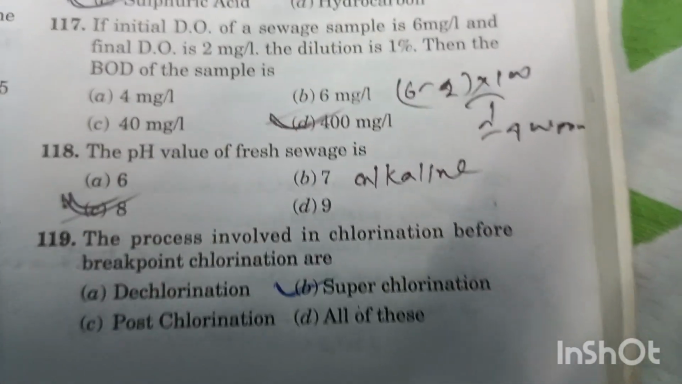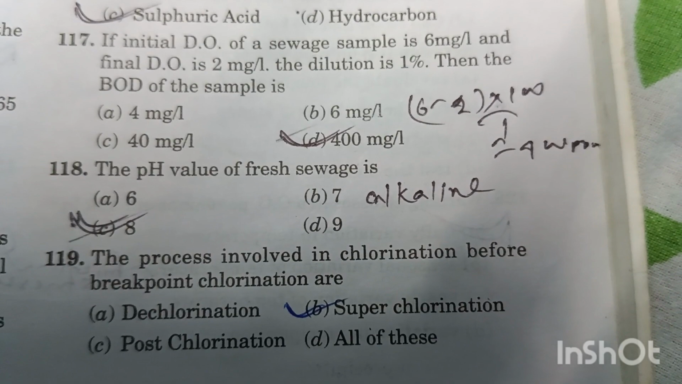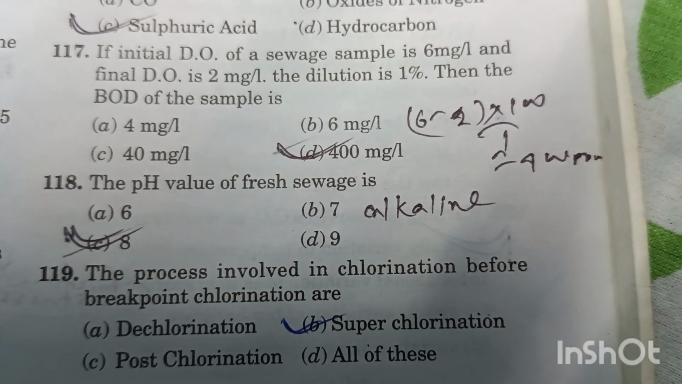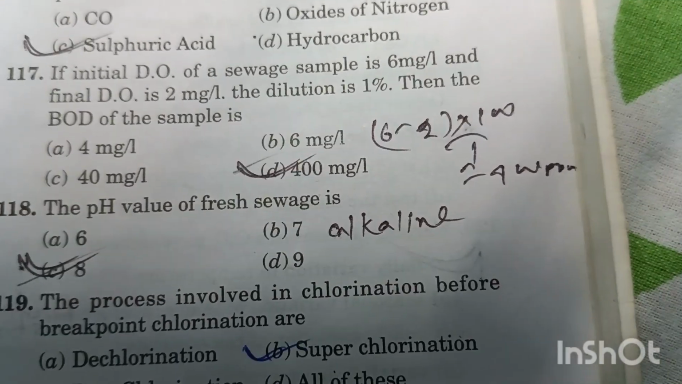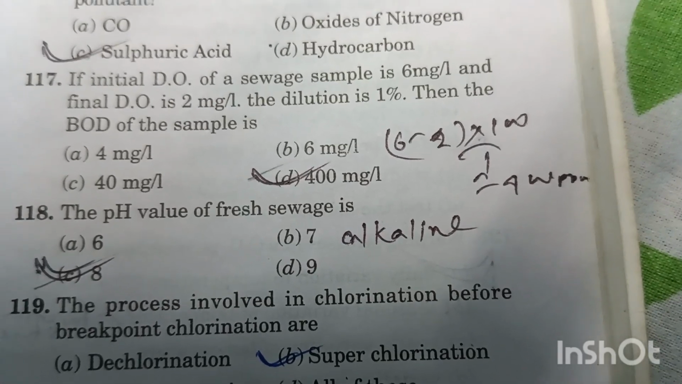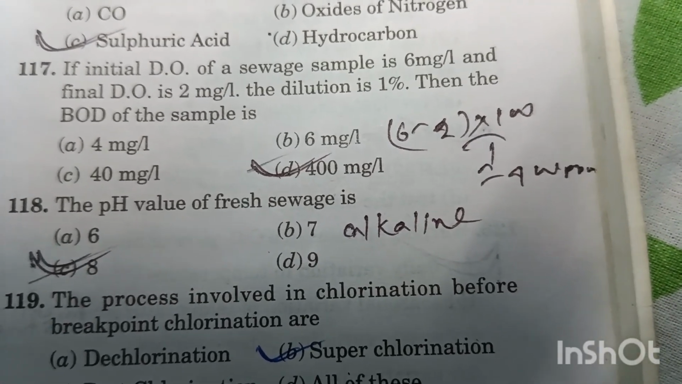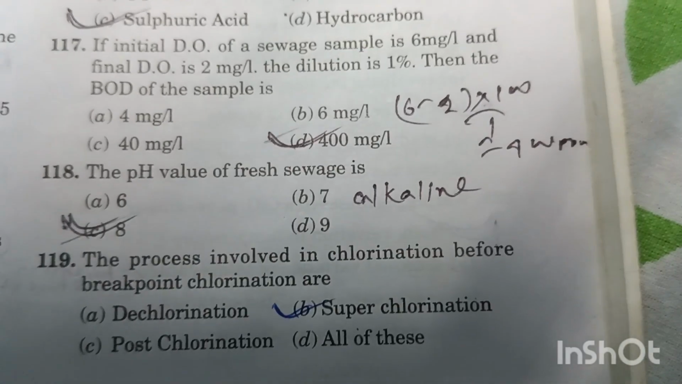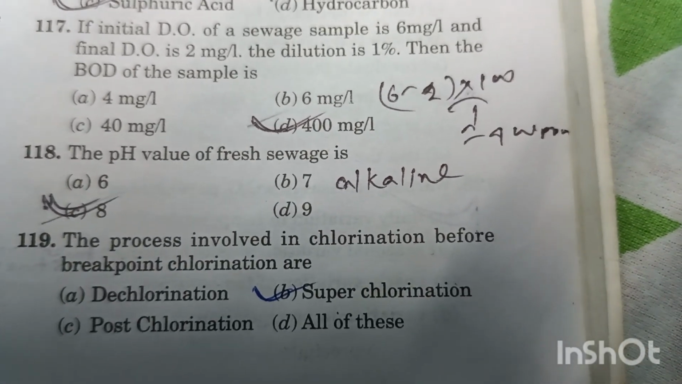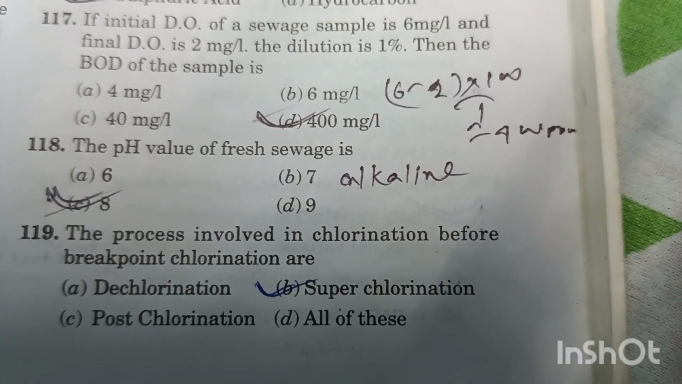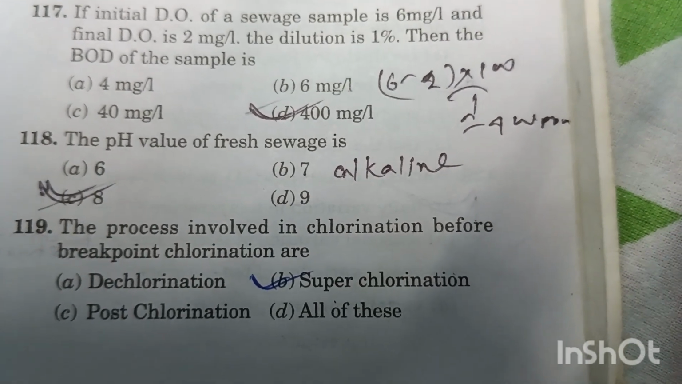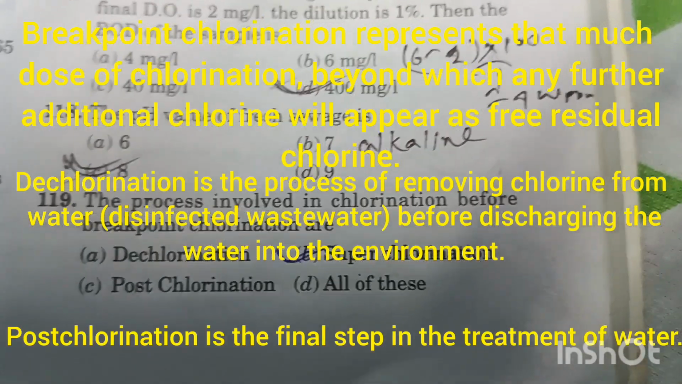Question number 118. The pH value of fresh sewage is 8. Option C is the right answer, because we know fresh sewage is alkaline in nature. So option C will be the right answer, 8. Question number 119. The process involved in chlorination before breakpoint chlorination is superchlorination. Option B is the right answer.